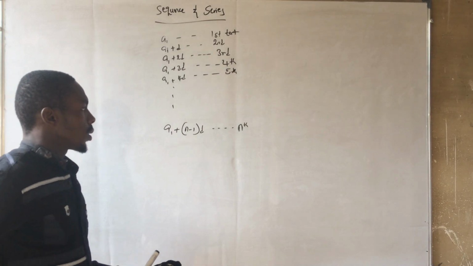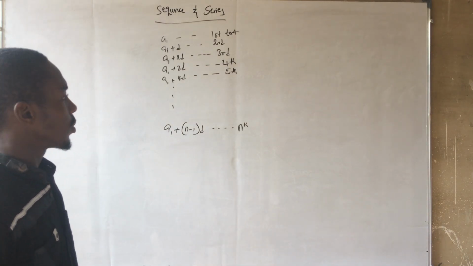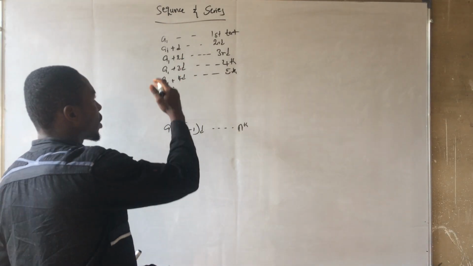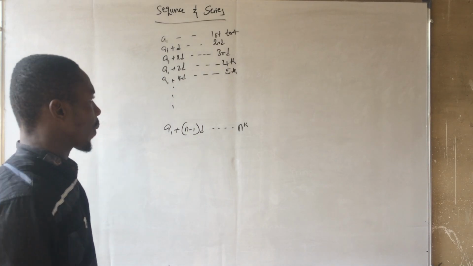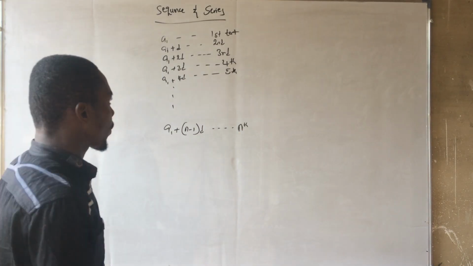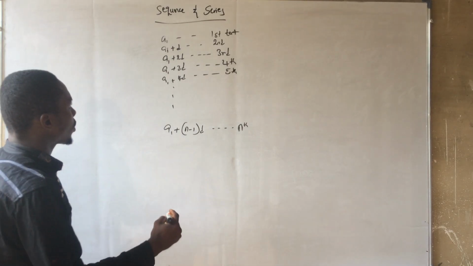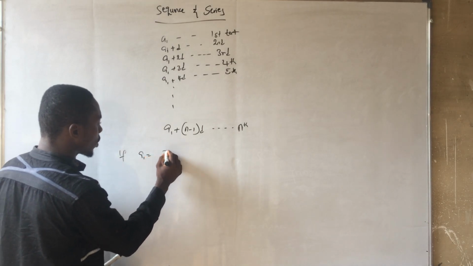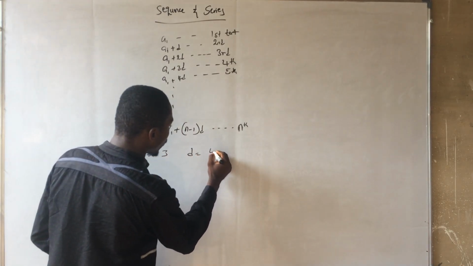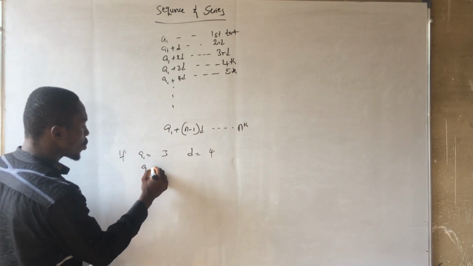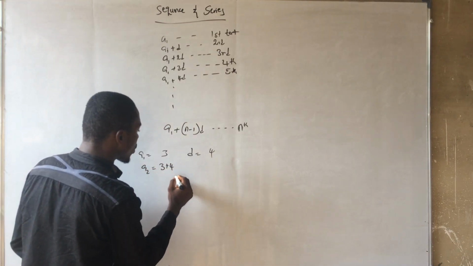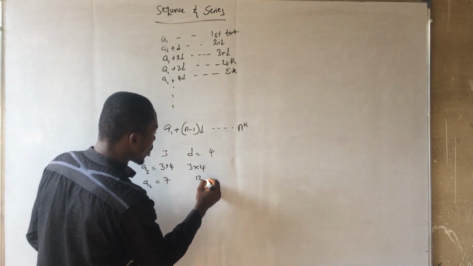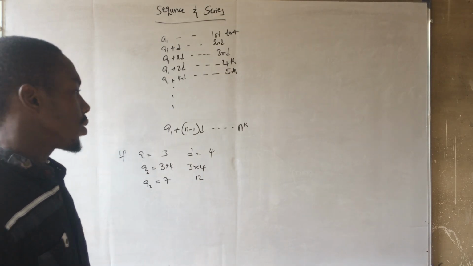So now, this is it. Another mind said, what if you don't add these differences? What if you multiply them? And I said, wait, what you are saying is, if A1 is equal to 3 and the difference is equal to 4, instead of A2 being 3 plus 4, it is now going to be 3 times 4. Instead of A2 being 7, it will now be 12. And they said yes.